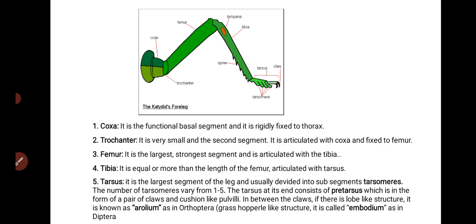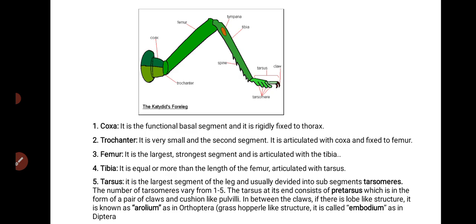The femur is the largest, strongest segment and it is articulated with the tibia. The tibia is equal to or longer than the femur and is articulated with the tarsus. Then the fifth segment is the tarsus. It is the longest segment of the leg and is usually divided into subsegments called tarsomeres. The number of tarsomeres varies from 1 to 5.